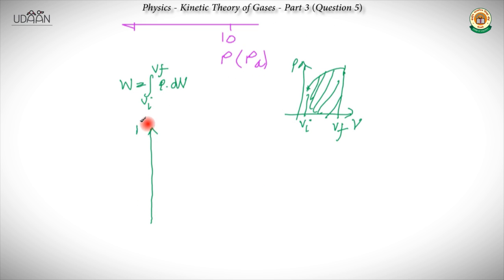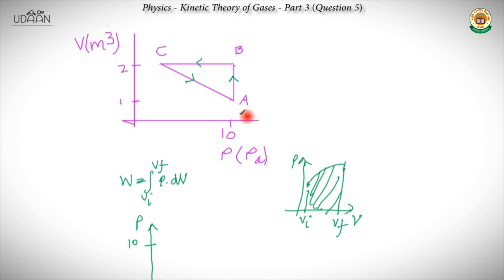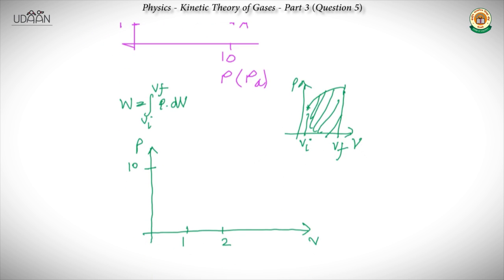So let's do that. We make the y-axis to be P, and we make the x-axis to be V. Now let's demarcate all the points we know. On the X we have the volumes 1 and 2, and on the Y we have the pressure 10. So basically we know a point A. A is (1, 10). So this would be point A.